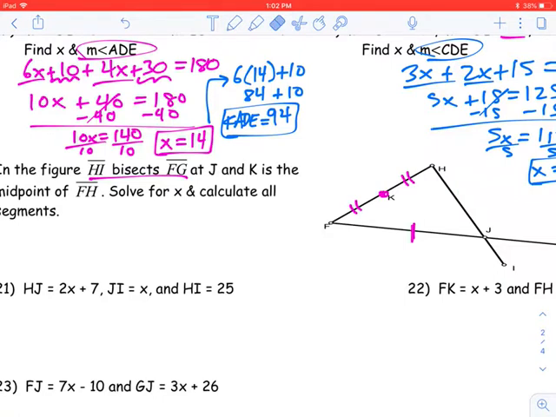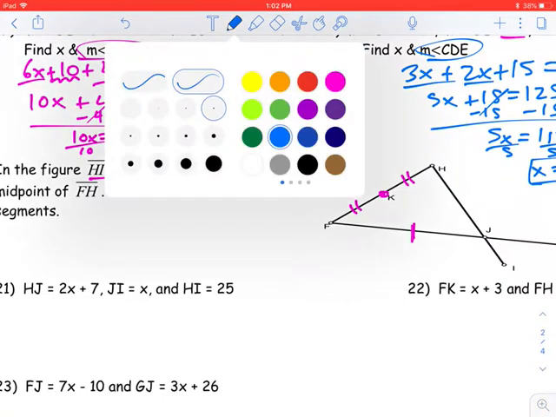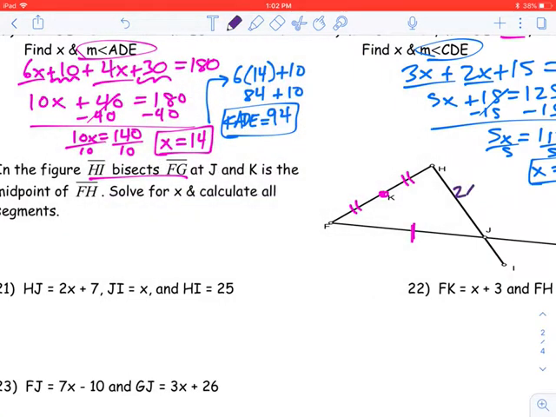I'm going to use a different color so it's not getting confused with that other problem. 2x plus 7. And then ji, this little guy down here, is x. Then it says hi is 25. So that means the whole thing here is 25. So again, since they're giving me the entire segment is 25, I'm going to take the part plus the part equals the whole. Okay?